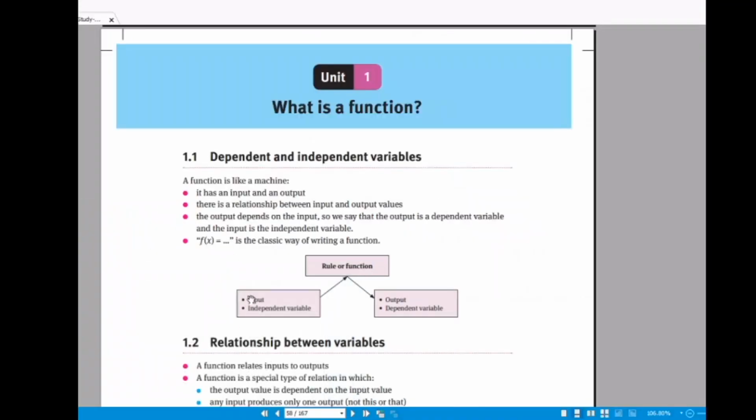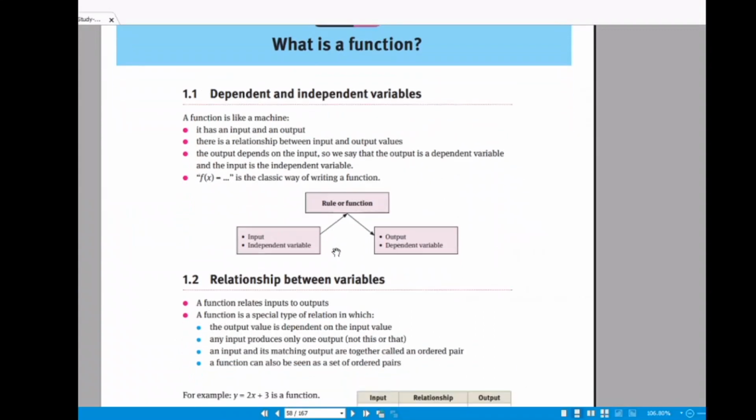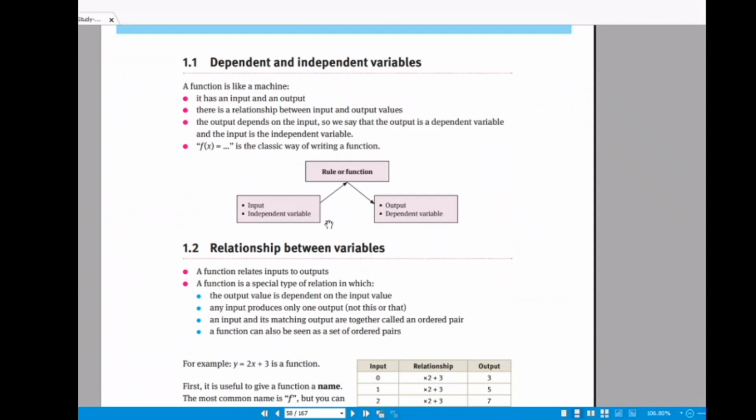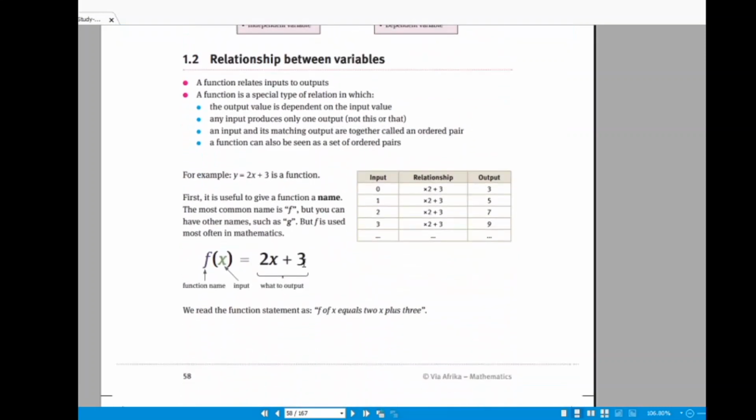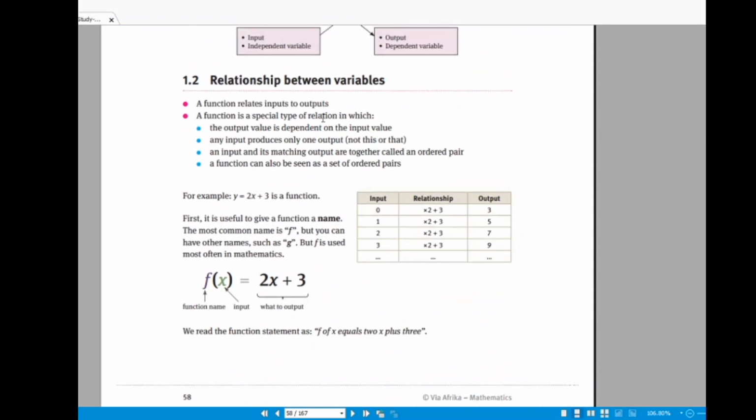So now f of x is the classic way of writing the rule of a function. So in a function we have an input and then we get an output, right? Because there's a relationship between the input and an output, if we put the value of the input into our function, we will get the value of our output, right? So now you see an input is an independent variable and an output is a dependent variable, right? There's also a relationship between the independent and the dependent variable, right?